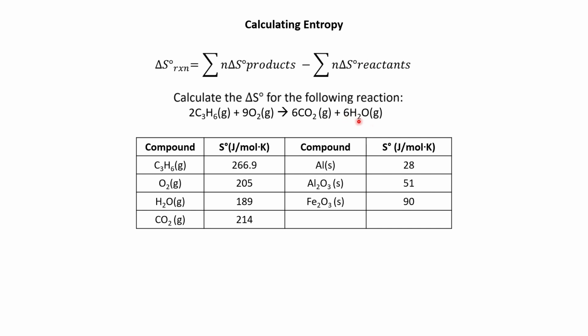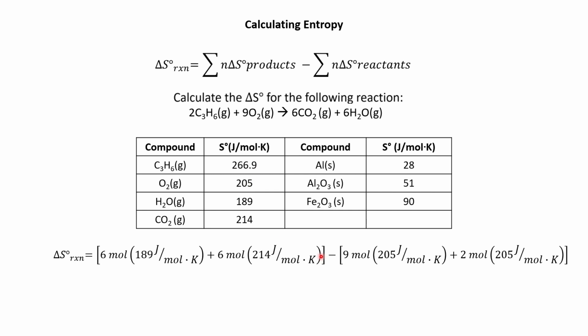So for my products, I have water and carbon dioxide. So finding water right here and then carbon dioxide, and yes, they're both in the gas phase. Here is my first term for calculating my delta S. Then my reactants are oxygen and C3H6. Again, finding these in my table, plugging into my equation right here. I get a delta S of 39.2 joules per Kelvin.